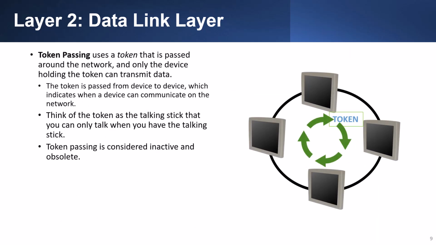Token passing uses a token that is passed around the network, and only the device holding the token can transmit data. The token is passed from device to device, which indicates when a device can communicate on the network. Think of the token as the talking stick: you can only talk when you have the talking stick. Token passing is considered inactive and obsolete.